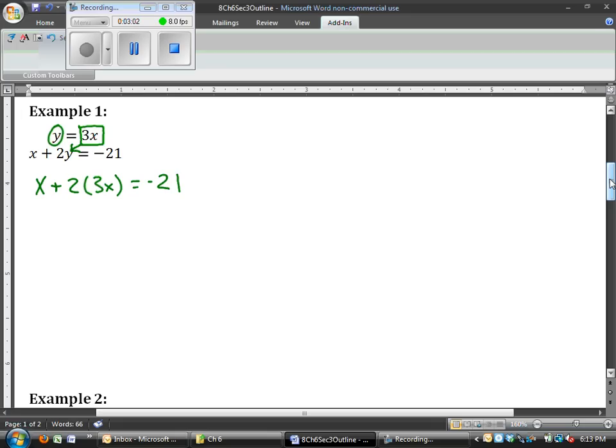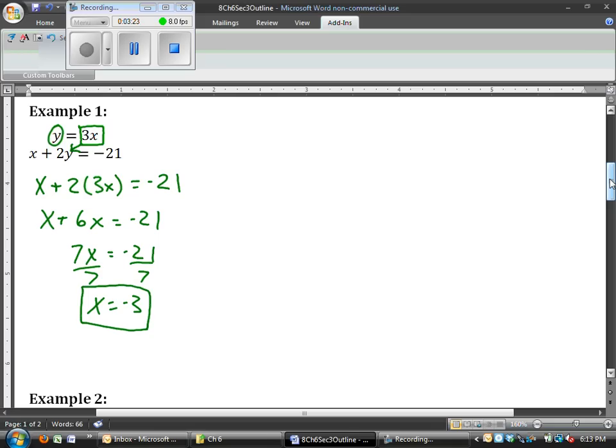What this allows us to do is now we have an equation that only has one variable. We know how to solve equations that only have one variable. Divide by 7, and x is equal to negative 3. Now we have x. I'm going to have to substitute again back, and it doesn't matter which equation you pick, but you're always going to want to pick the one that's easiest.